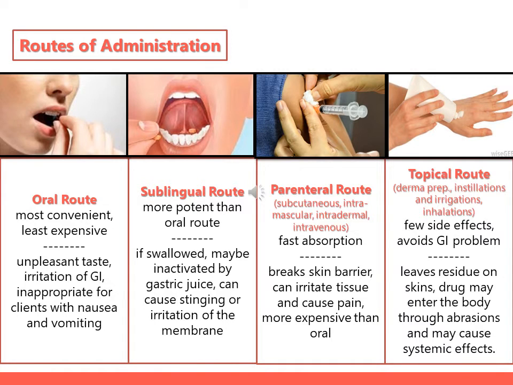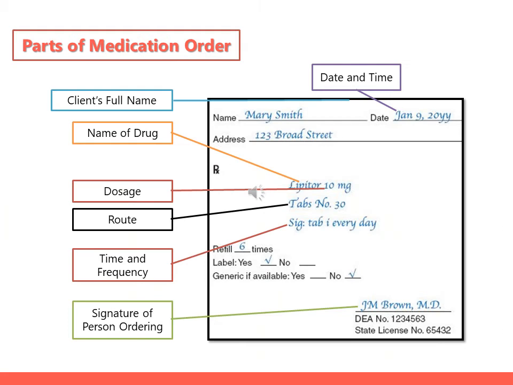What else? If your patient has a wound in the skin and you apply a medication through the topical route, what will happen to the medication? It will be absorbed into your wound, into the abrasion, and it might cause a systemic effect. Systemic effect means the entire body system is included. Okay, these are the different routes of medication administration.